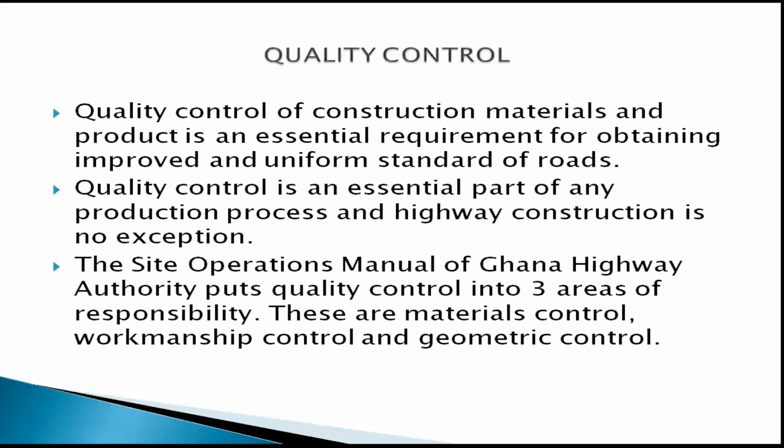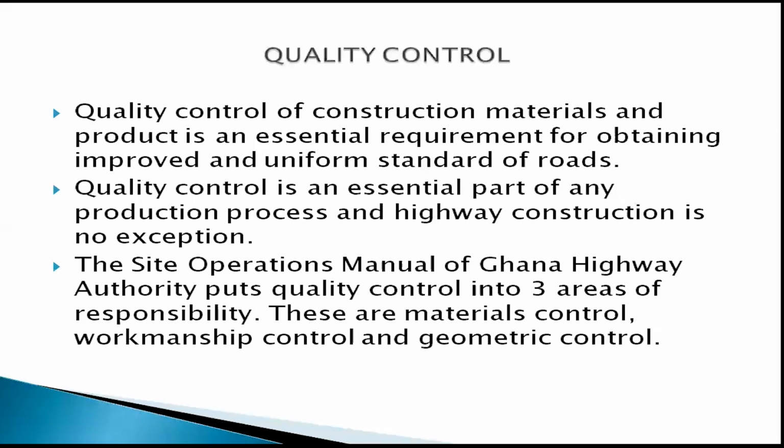Quality control of construction materials and products is an essential requirement for obtaining improved and uniform standards of roads. Quality control is an essential part of any production process, and highway construction is no exception. Ghana Highway Authority has a manual we call the Site Operations Manual, and it puts quality control into 3 areas of responsibility. And these are materials control, workmanship control, and geometric control.